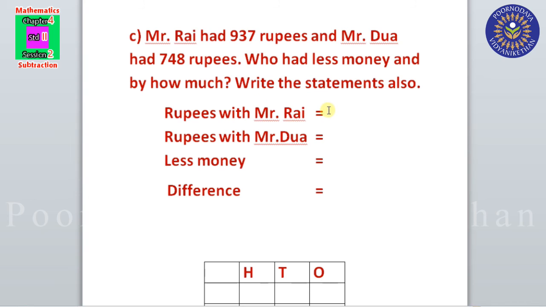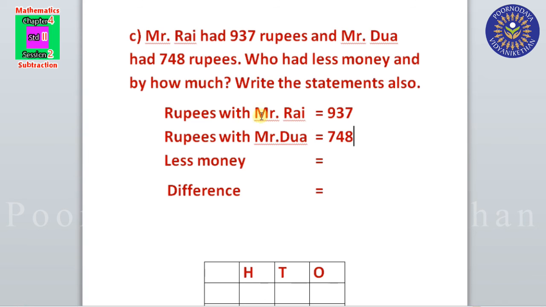So, from the question we have to write the statements. Rupees with Mr. Rai, 937. Next, rupees with Mr. Dua, that is 748. Now, we have to compare these two amounts. Who had less money and by how much? That's our question.